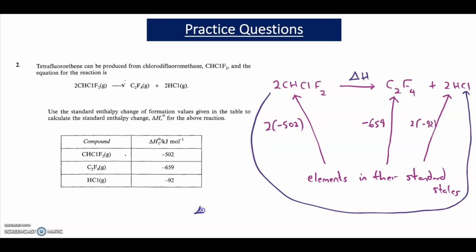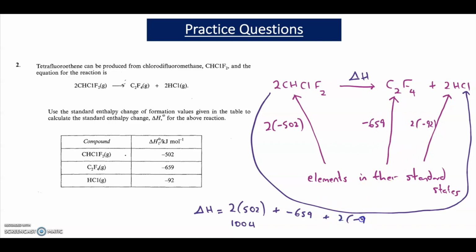And you can see that the arrow here from elements in their standard states to 2 lots of CHClF2 is in the wrong direction for me. So I need to change the sign. I need to change the sign of the delta HF value. So I have 2 lots of 502, not minus 502, and that would be 1004. And then I'm going to add it to the other values.